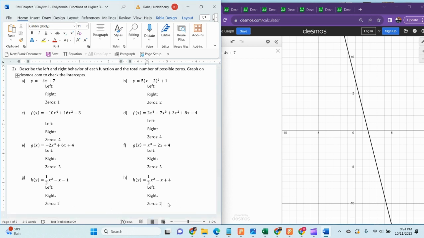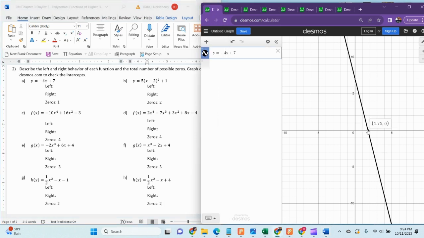Now, this is the largest number of real zeros, and we're just looking for real zeros for right now. Each of these is the total number of zeros, but right now we're looking for the real zeros and where it crosses the x-axis. You can see the graph of negative 4x plus 7 in Desmos right now, and sure enough, there is that 1 zero right here at 1.75. So we do have that 1 zero, so that is absolutely correct.